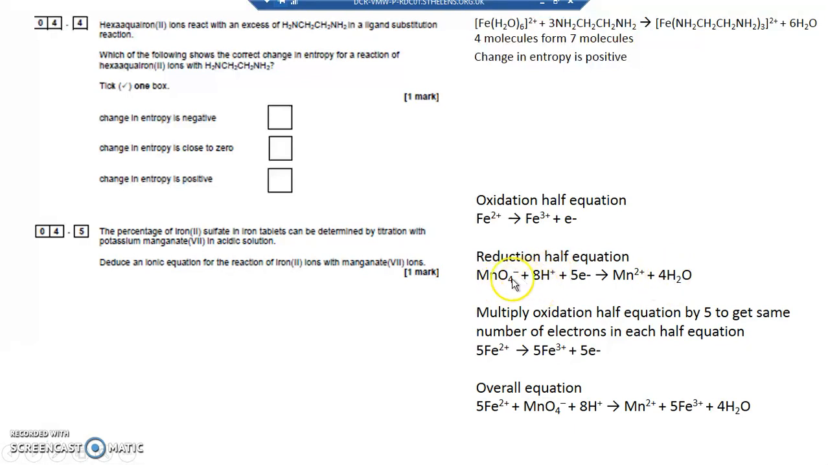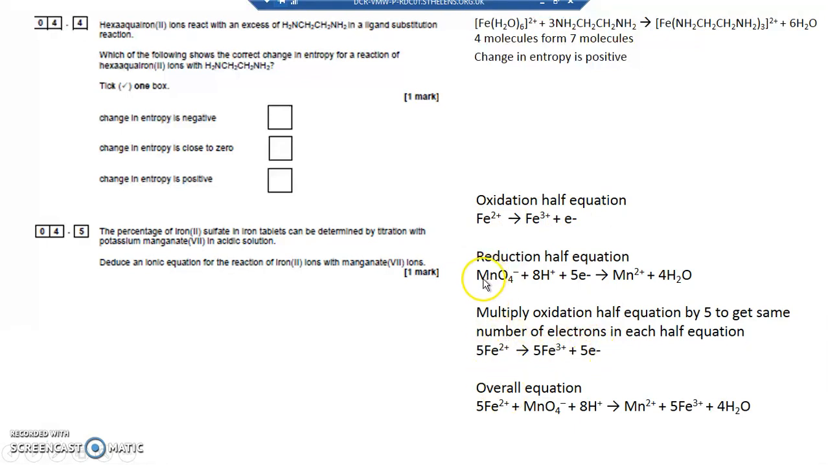Let's add up the number of charges. 1- and 8+ leaves 7+ on this side, 2+ on that side, so I need 5 electrons to make 2+ on each side. Now I've got to add everything together, and the electrons have got to cancel. Well, they'll never cancel because I've got 5 electrons on the left and 1 electron on the right. So when I add everything together, it's not going to cancel. So I'm going to multiply this through by 5 to get 5 electrons on the right hand side. So I'll multiply through by 5.